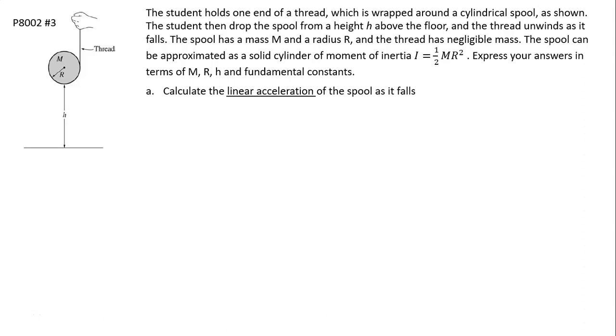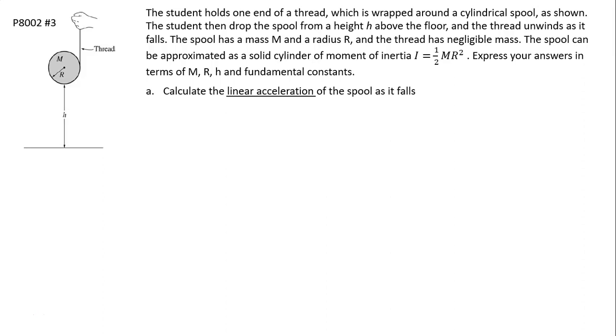Today we're going to go over a problem regarding rotation. Here is an example. A student holds one end of a thread which is wrapped around a cylindrical spool as shown. The student then drops the spool from height h above the floor, and the thread unwinds as it falls. The spool has a mass m and a radius r, and the thread has negligible mass. The spool can be approximated as a solid cylinder of moment of inertia I equals 1/2 mr squared. Express your answers in terms of m, r, h, and fundamental constants.